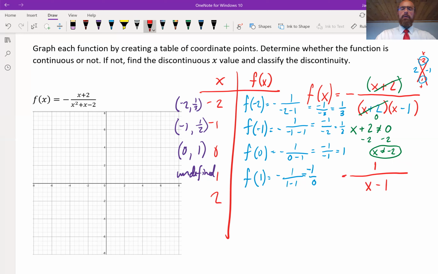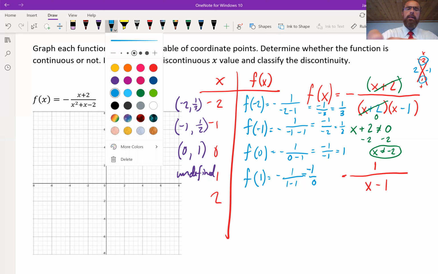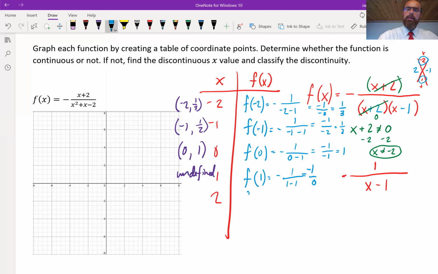Now let's keep on going. So I think that's a vertical asymptote on the graph. Let's calculate though at +2. We may have to go to 3 as well just to get a good snapshot of the function. So I'm going to put in 2.